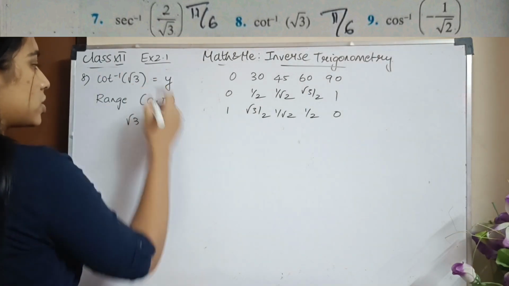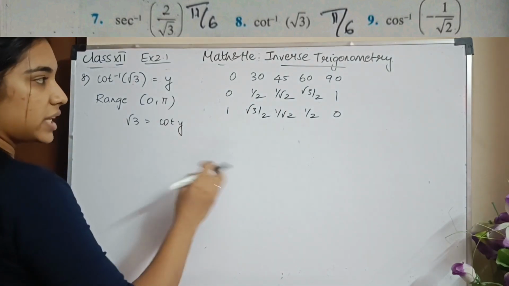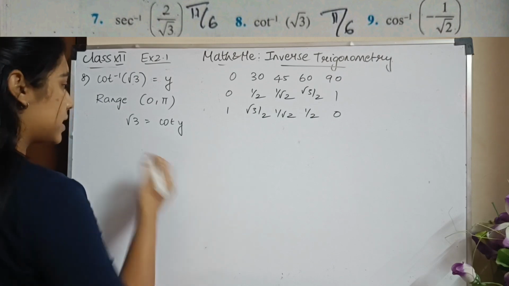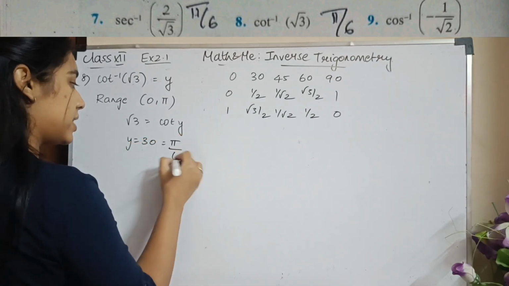Root 3 equals cot to the other side. So I have cot y. For what value of y is it root 3? If tan is root 3 it is 60, so cot will be 30. Correct? So y value is 30, which is pi divided by 6.